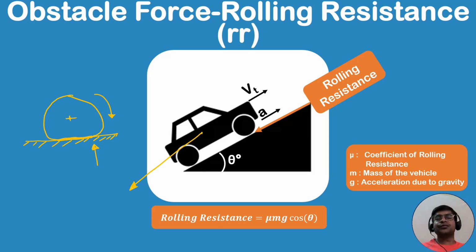And the amount of rolling resistance force will be calculated using this formula, which is mu mg cos theta. What is mu? Mu is the coefficient of rolling resistance, which we will get from a data sheet or some experimental value. m is nothing but the mass of the vehicle, g is the acceleration due to gravity, and theta is the gradient of the road. So this is all about the rolling resistance force.